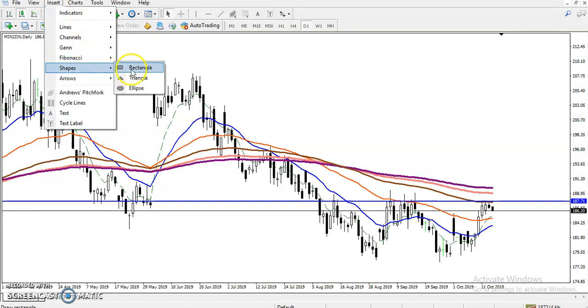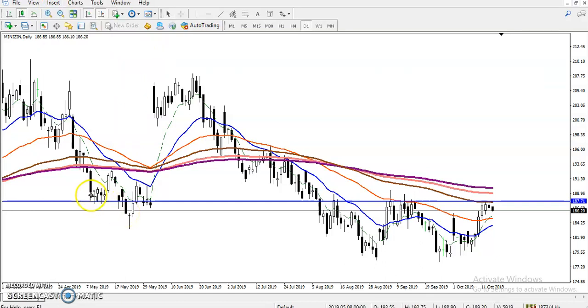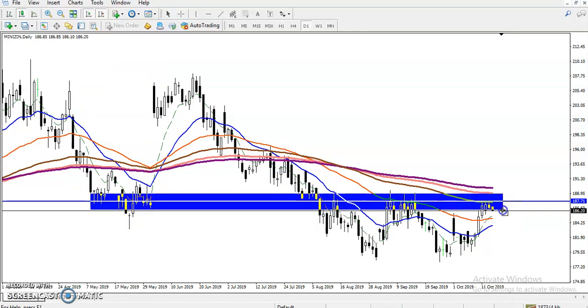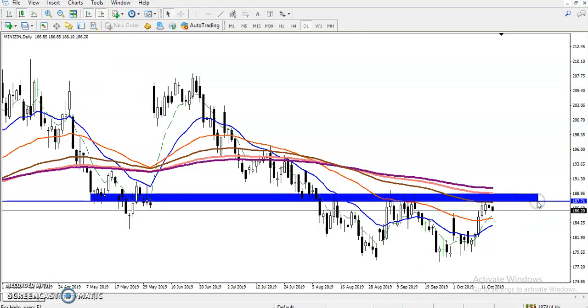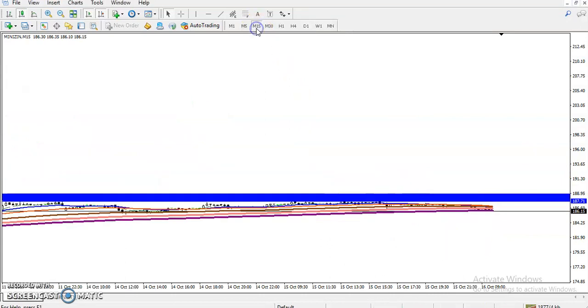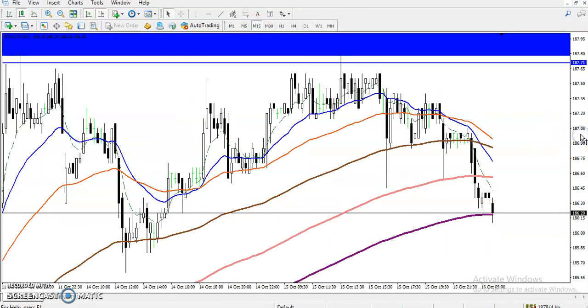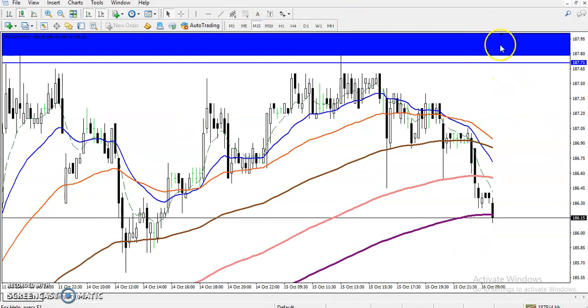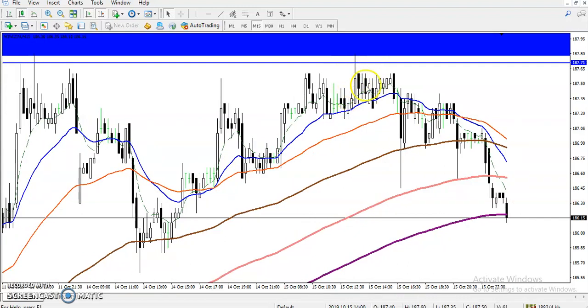Where is it? Yeah, rectangle. I want to connect from here to this level. Now perfectly we have seen this is the range of this market, right? This is called the resistance zone. But in the 15 minute, if you find it like that, we have seen this is the range, and the people who already drew their range, so they close. I think they close the market in this area, right?